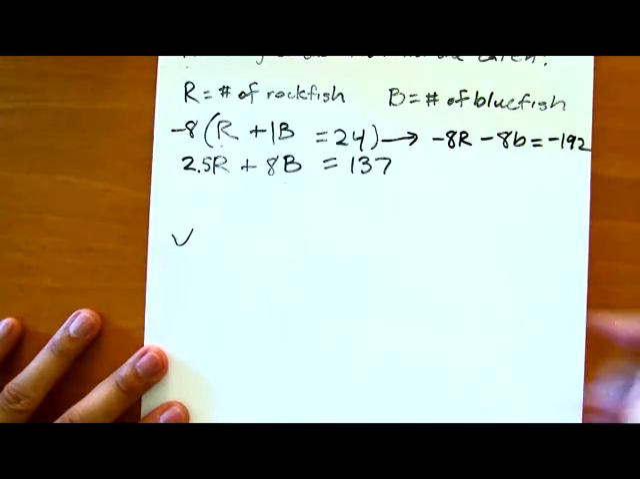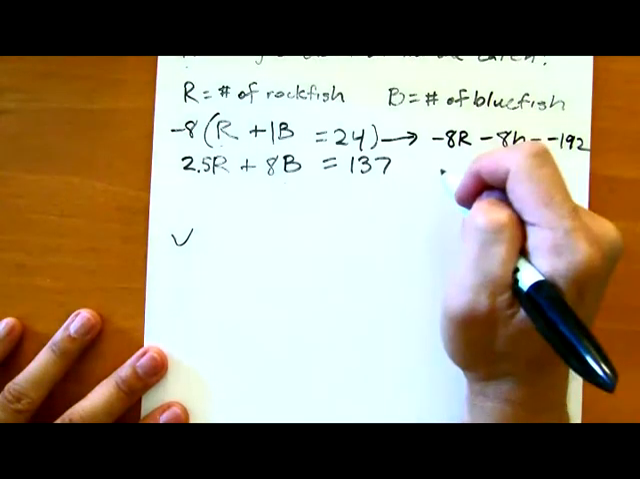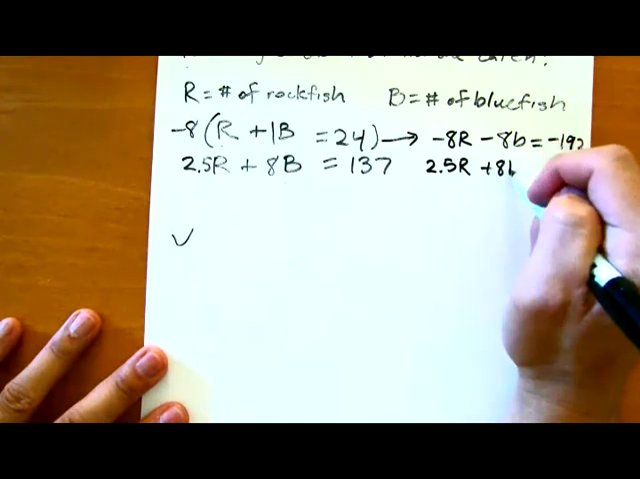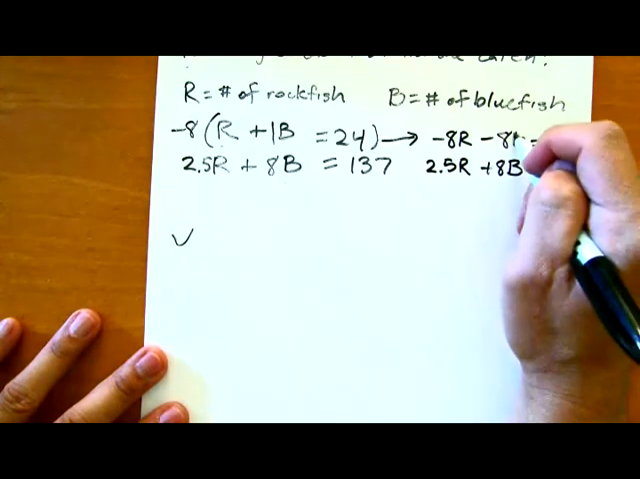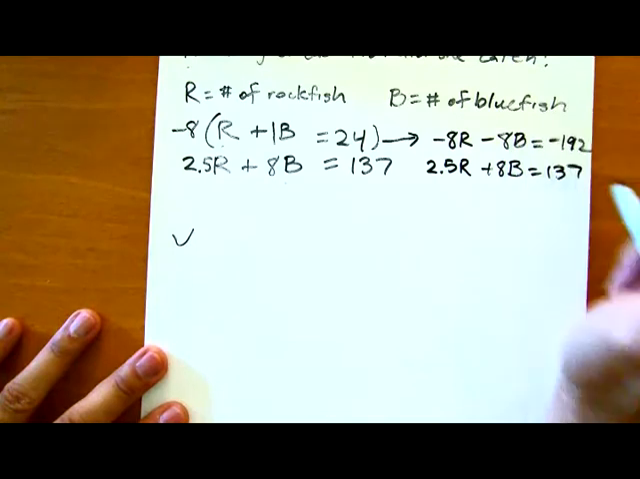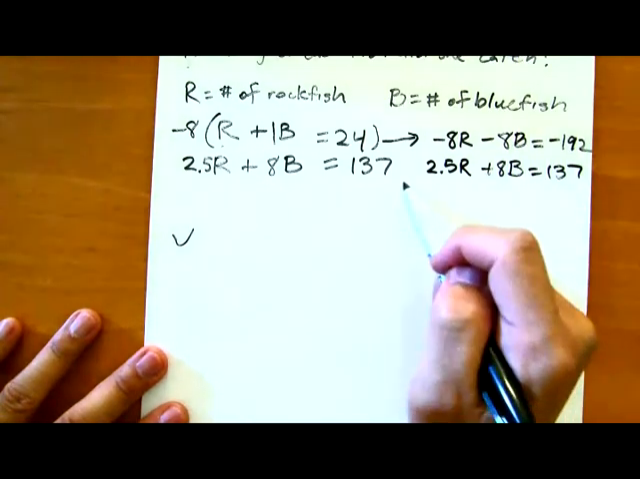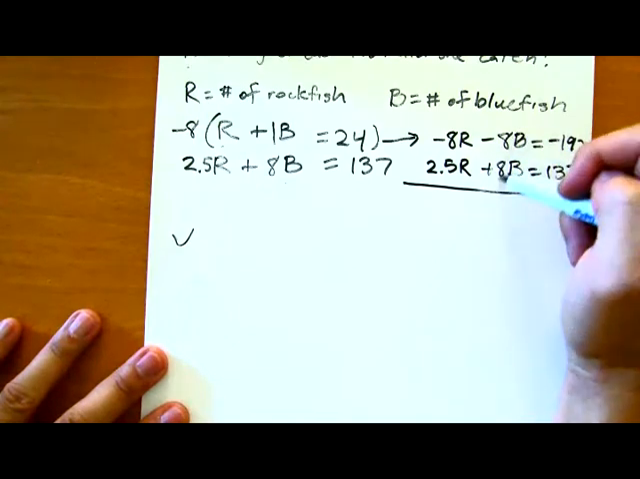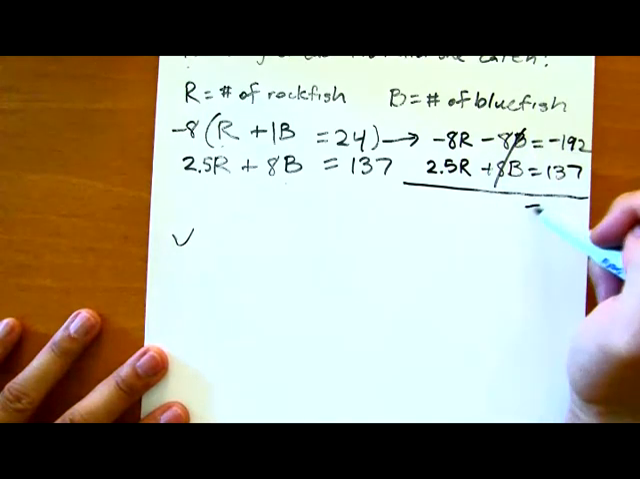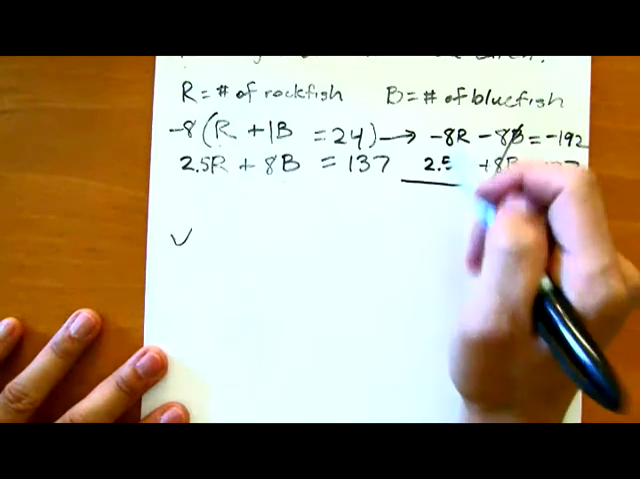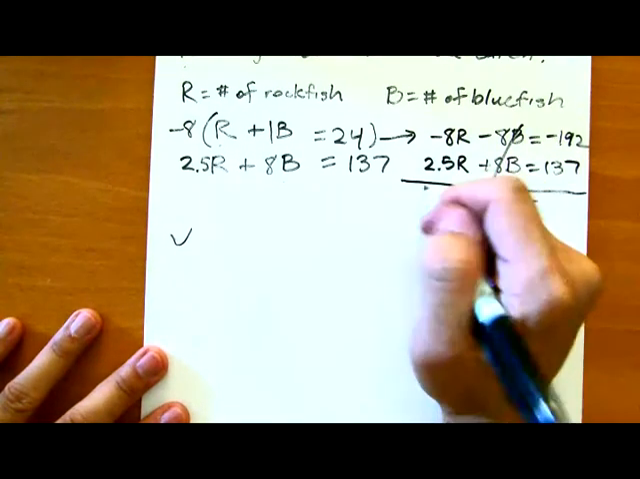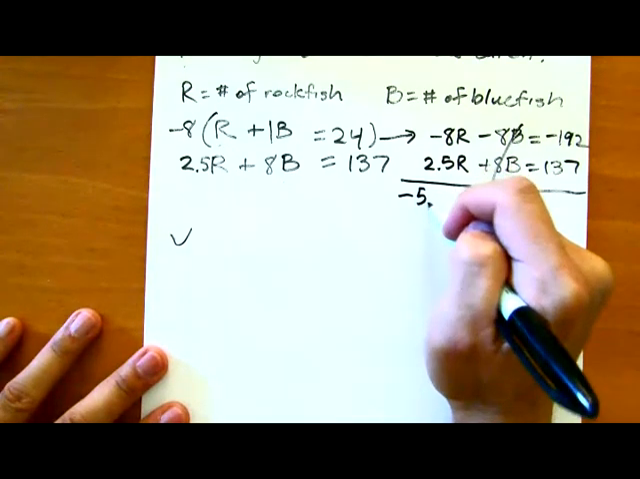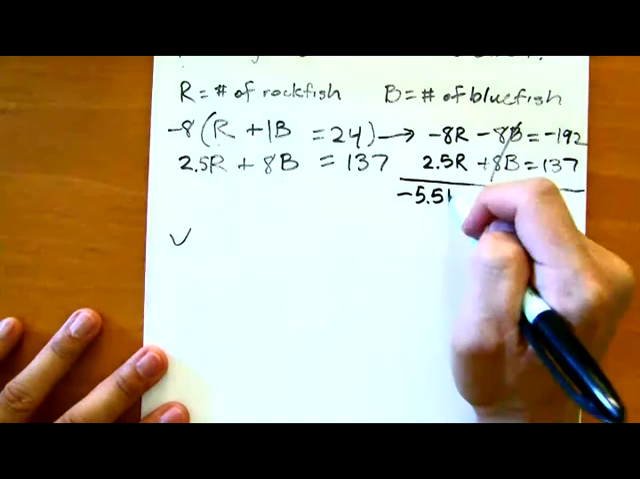Did I do it right? Yeah. Okay, 2.5R plus 8B equals 137. Okay, so if you look, the B, same coefficient, different signs, they will cancel if I add straight down. If I add straight down here, negative, what is that? 5.5R.